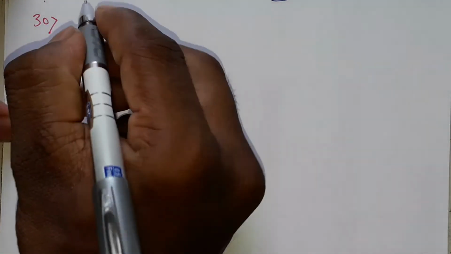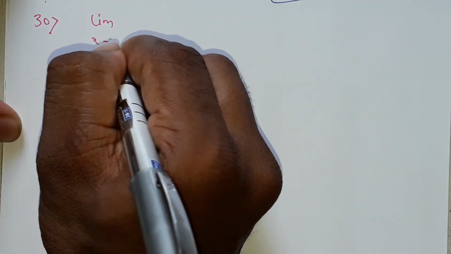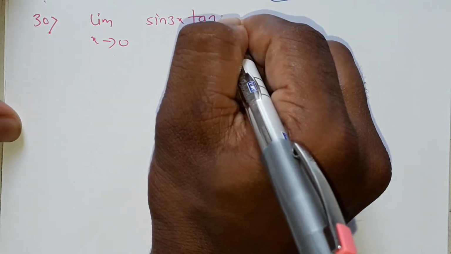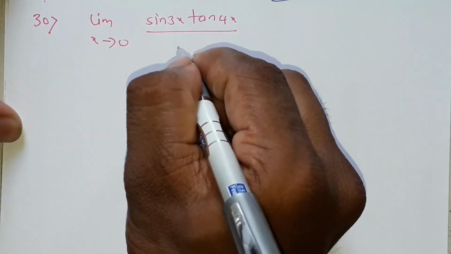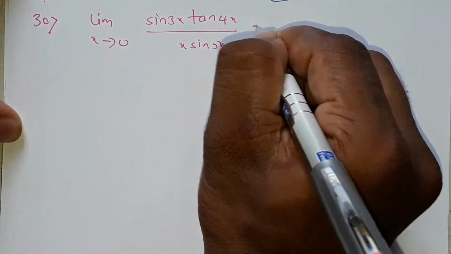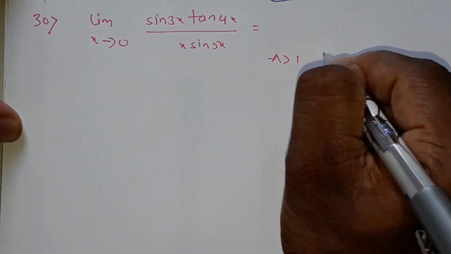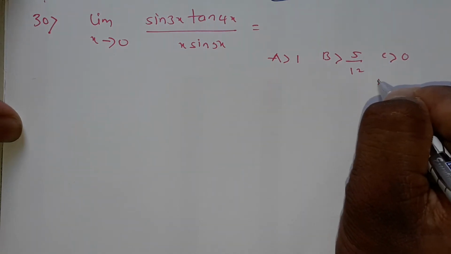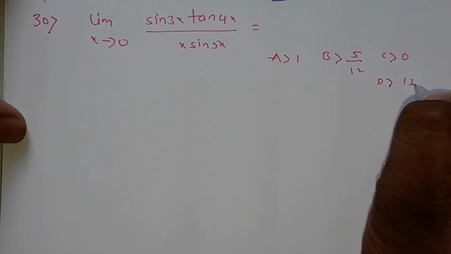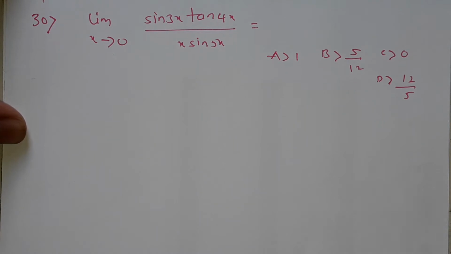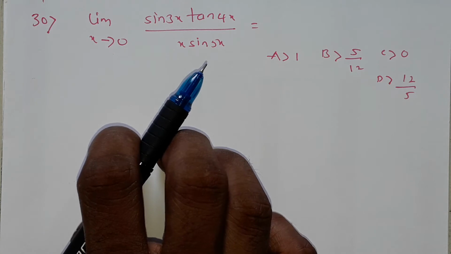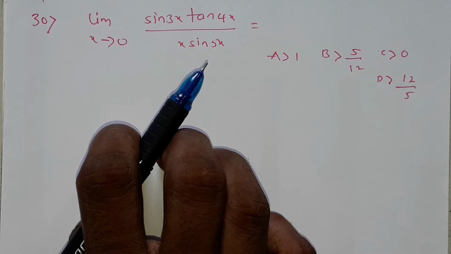ఈజీ క్వశ్చన్. limit x extends to 0 sin 3x into tan 4x by x into sin 5x. Option A is equal to 1, option B is 5 by 12, option C is 0, option D is 12 by 5. సింపుల్ క్వశ్చన్. సింపుల్ క్వశ్చన్ అంటే ఏంటంటే sin 3x, tan 4x ఇలాంటి ప్రాబ్లమ్స్ ఉన్నప్పుడు, ఓన్లీ సైన్ టర్మ్స్ విత్ మల్టిప్లై విత్ అనదర్ టర్మ్స్ ఉన్నప్పుడు ఏంటంటే ఓన్లీ వాటి కోఎఫిషియంట్స్ తీసుకుంటాం.